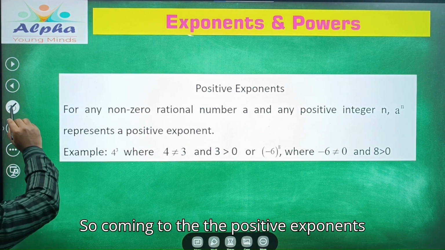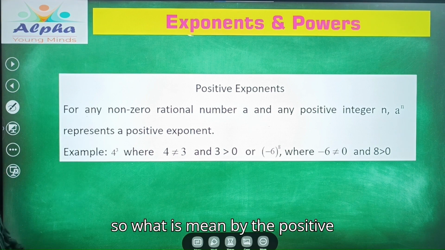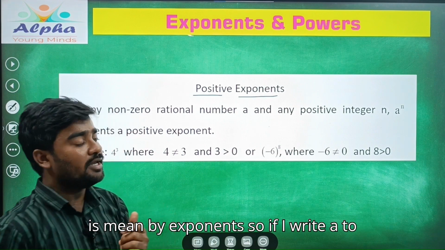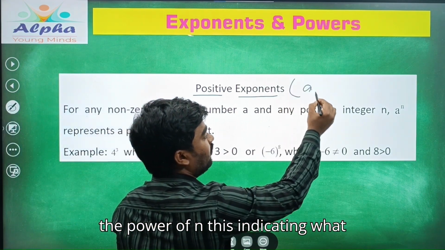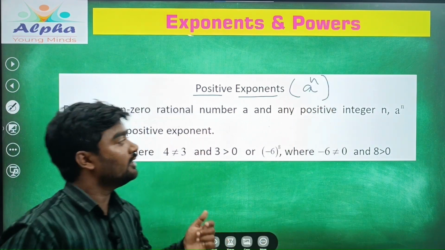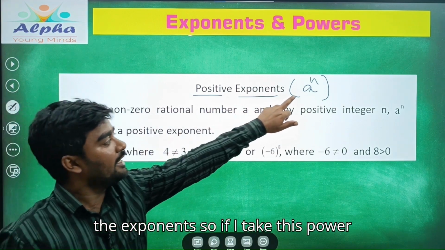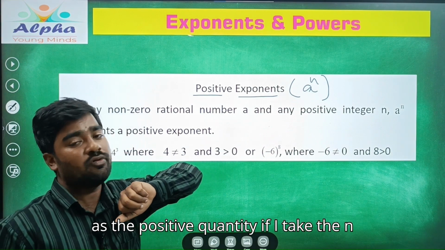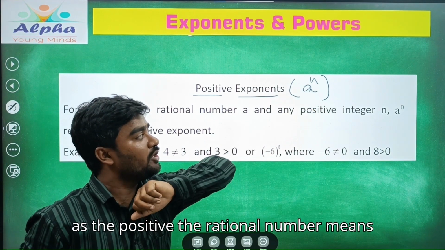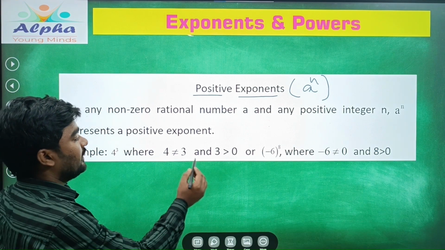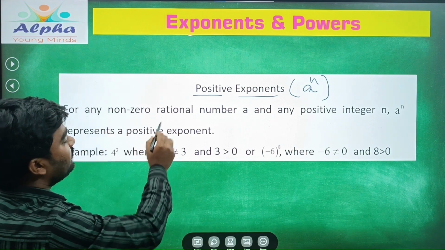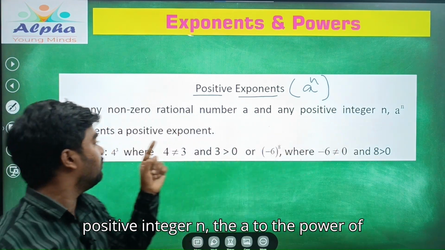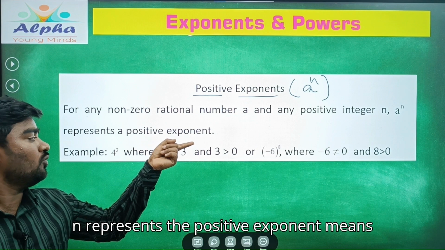Right. So coming to the positive exponents. What is meant by positive exponents? Just now we have discussed what is meant by exponents. So if I write a to the power of n, this indicates the exponent. If I take this power n as a positive quantity, then for any non-zero rational number a and any positive integer n, a to the power of n represents the positive exponent.